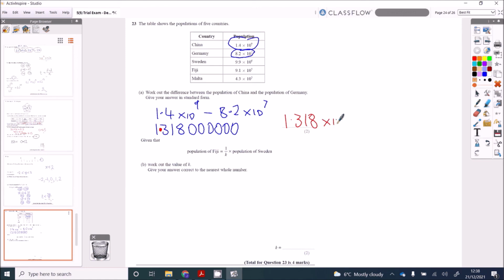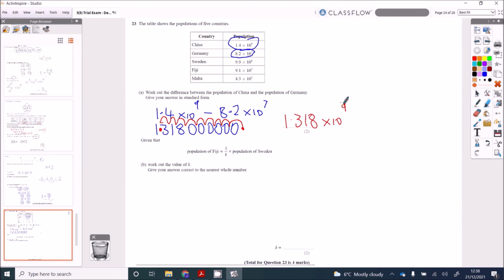Then you write times 10 to the something. Now, how many places has the decimal point hopped to end up between the 1 and the 3? Well, it started at the end. So how many hops is that? 1, 2, 3, 4, 5, 6, 7, 8, 9. So your final answer is 1.318 times 10 to the 9. The power will always be a positive number when you're dealing with large numbers like populations of countries.